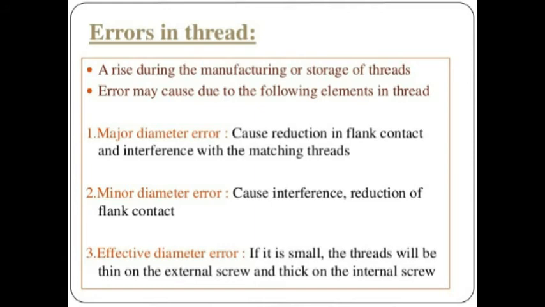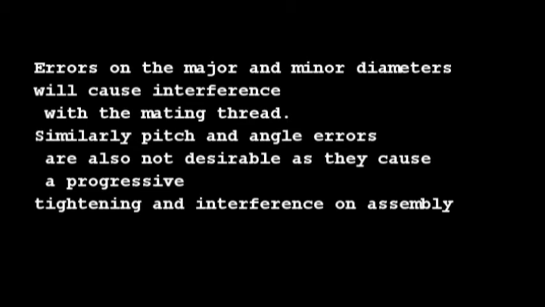Errors in the effective diameter determine the amount of slackness or interference between the flanks of the mating threads. With the major and minor diameters at their maximum limits, if the effective diameter is small, the threads will be thin on the external screw and thick on an internal screw. The reverse conditions prevail if the effective diameter is above its basic value. So these errors would produce more noise in the assembly while running.